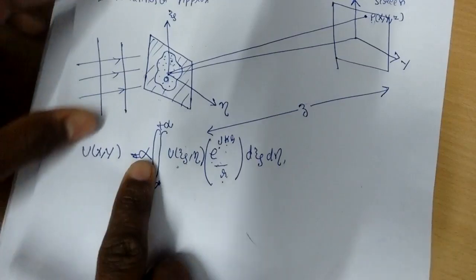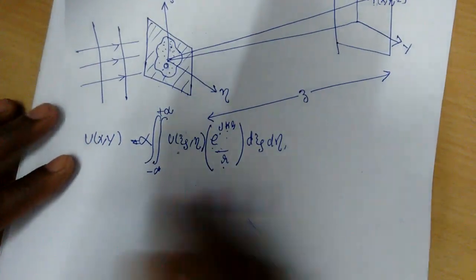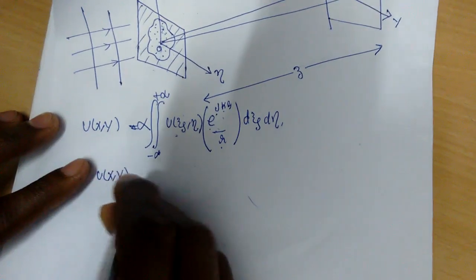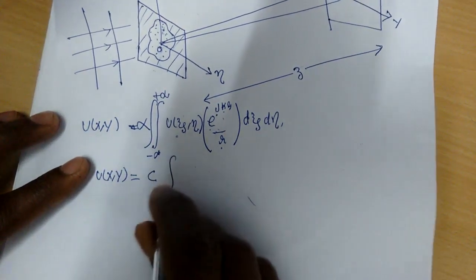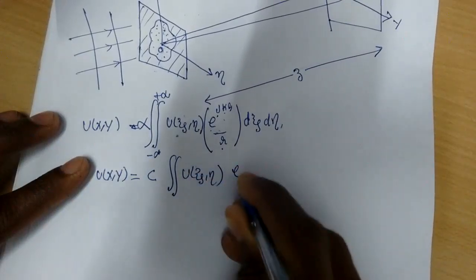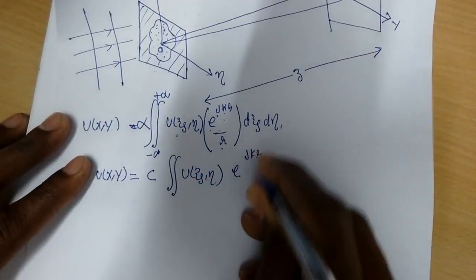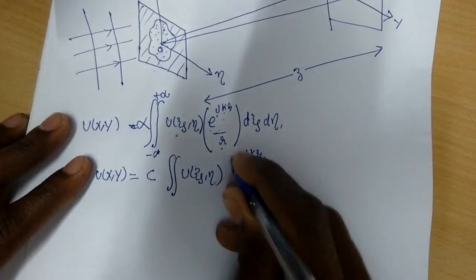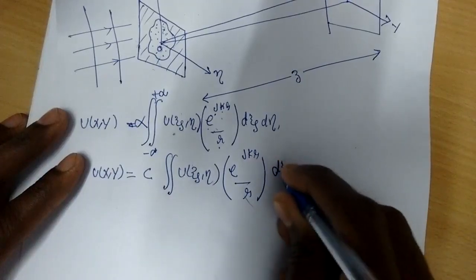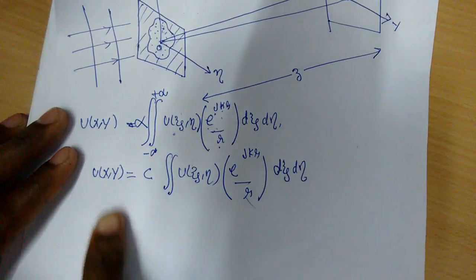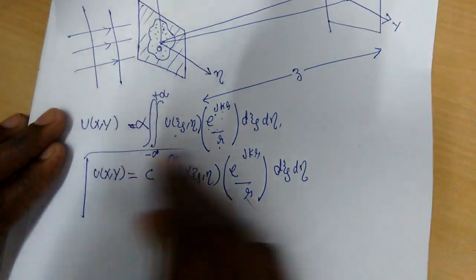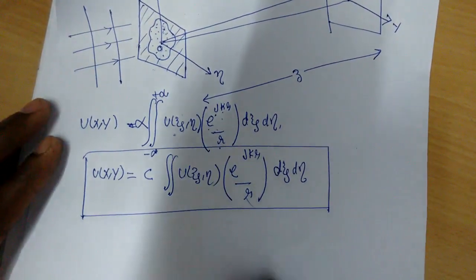Okay, so now you replace this proportionality with a constant, so this u(x, y) will be given by c times the integration of u(zeta, eta) e raised to the power jkr divided by r. This is the spherical wave, and you integrate over all zetas and etas. So this is the diffraction integral, the initial form of the diffraction integral.